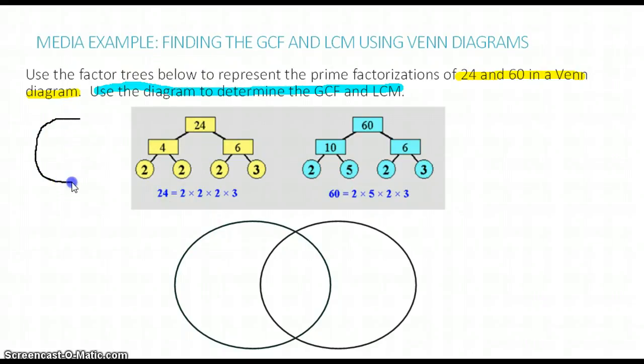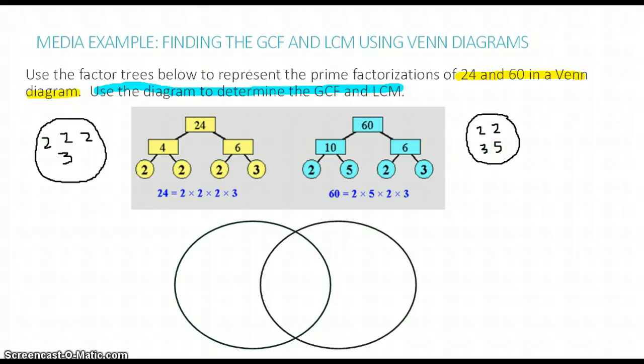So we're going to draw a circle for 24. And the circle is going to contain the prime factors of 24 from the prime factorization. So notice there's 3 2's. You need to include all 3 of them. So 3 factors of 2 and a factor of 3. Now for 60, we have 2 factors of 2, a factor of 3, and a factor of 5.